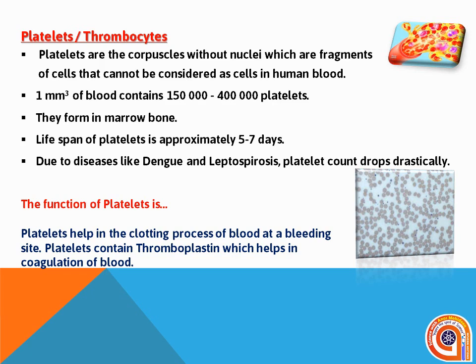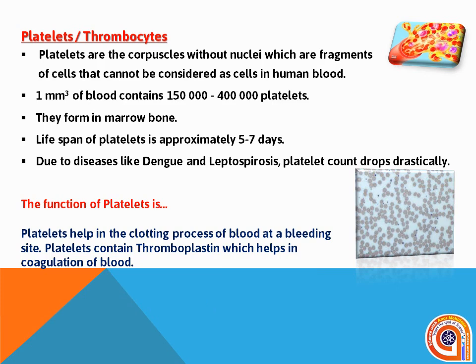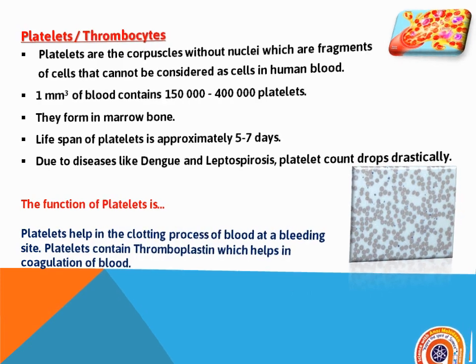There are 4 factors needed for blood clotting. They are thromboplastin, prothrombin, fibrinogen and calcium 2+ ions. So to start up the process, thromboplastin is needed, and that is what is released by platelets whenever blood clotting is necessary.